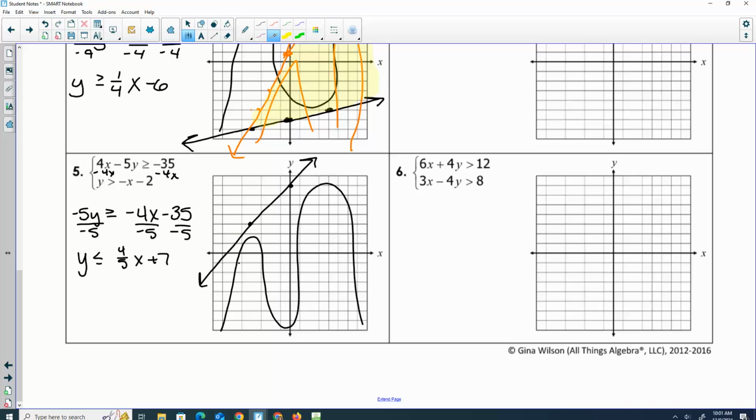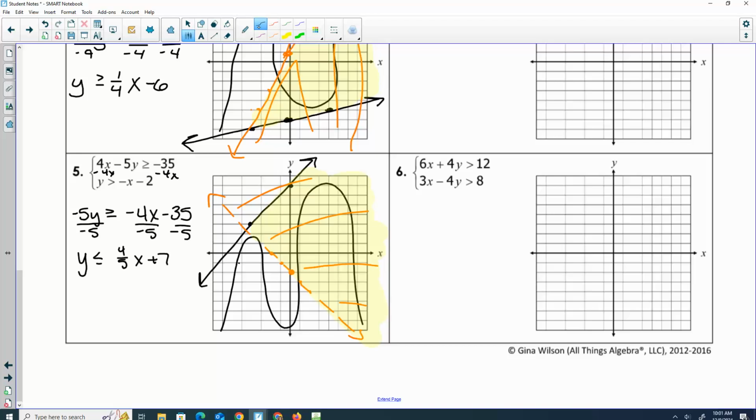Then we do the second one. So we start with negative 2. Slope is negative 1, so you can go up 1 and backwards 1, or down 1 and right 1. That one is dashed because it did not have an equal to. You were greater than, which is above the line. So my overlap region is between these two lines to the right, and that whole thing needs to be darkened in. That is our solution. Any point in that region makes both of them true.